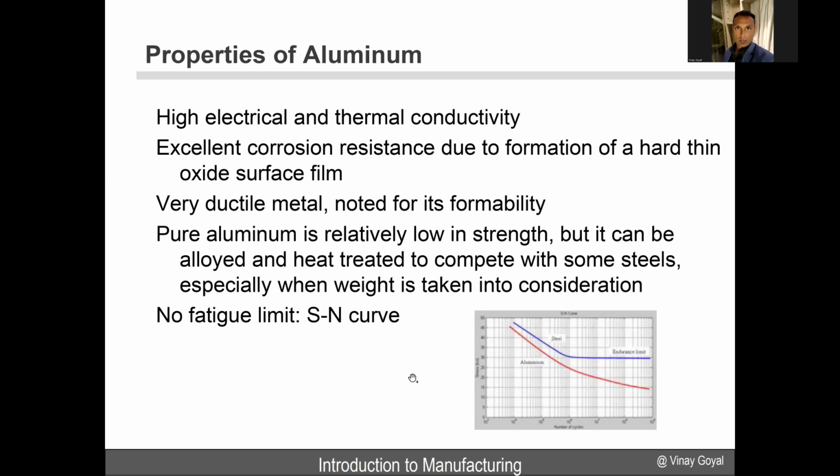The other nice thing about aluminum is that there is no fatigue limit. You can see here that in the S-N curve, you have excellent performance for these materials. And this is your red curve. The number of cycles is on the x-axis, and on the y-axis you have the stress level that's applied to the cyclic coupon. And so the red here shows that there's no fatigue limit.